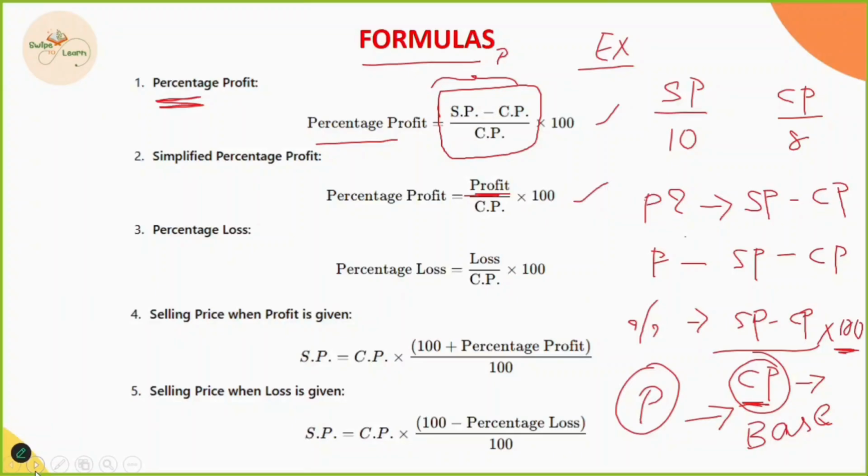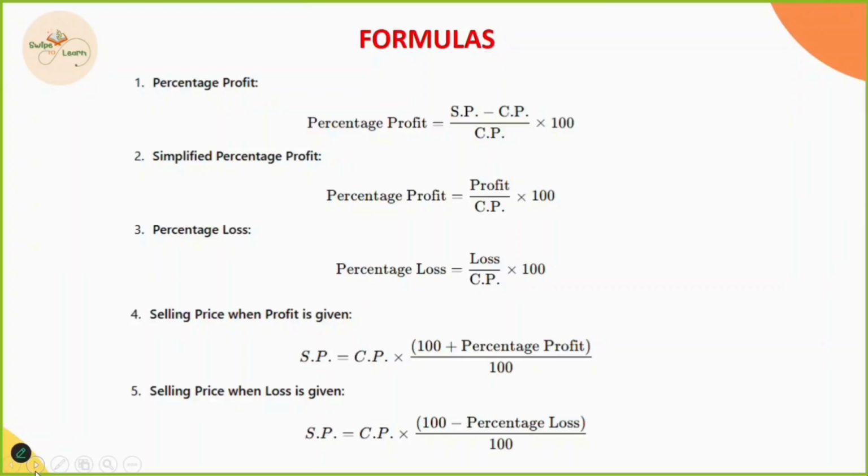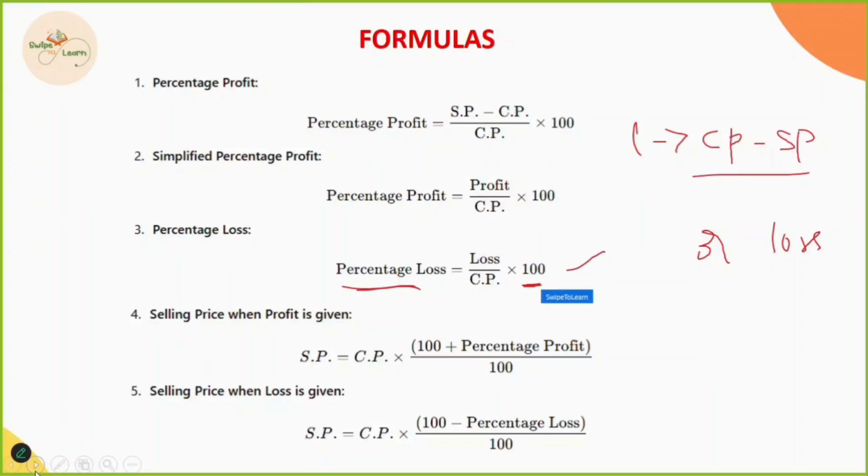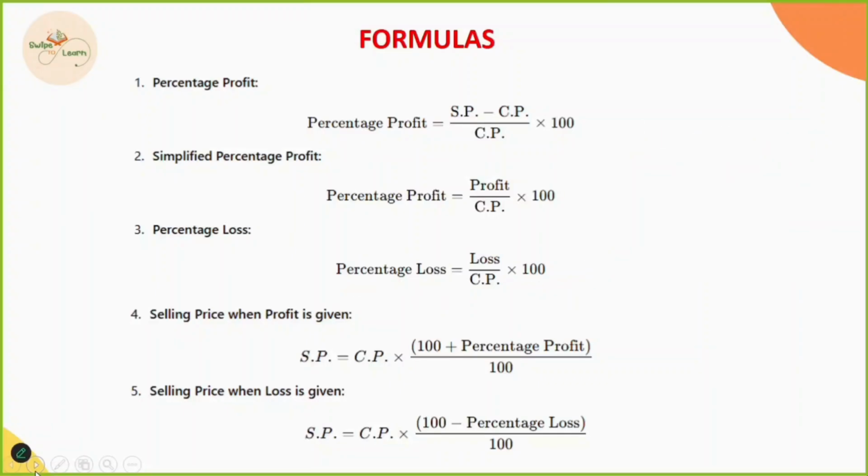Similarly, how do we calculate loss? Loss is nothing but CP minus SP. Either we write CP minus SP or we write it as a loss percent. So loss divided by CP into 100 gives us the loss percentage. Percentage means multiply with 100. Okay, we know how to calculate the profit and we know how to calculate the loss.